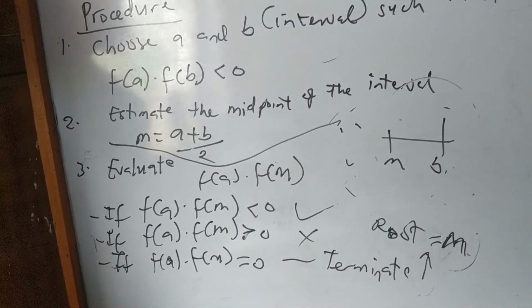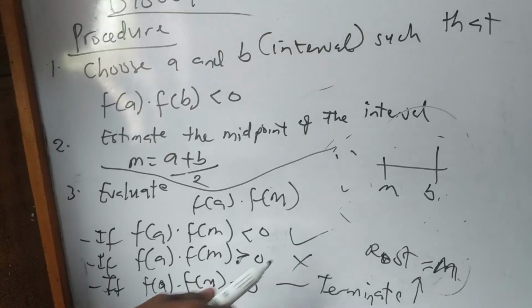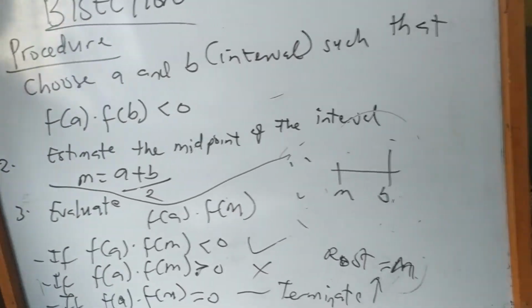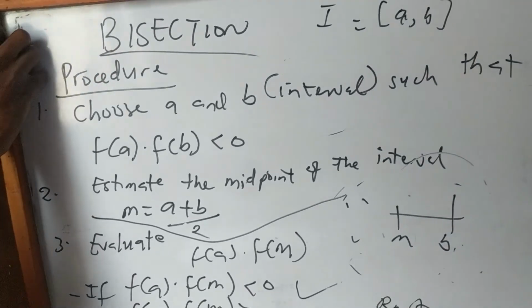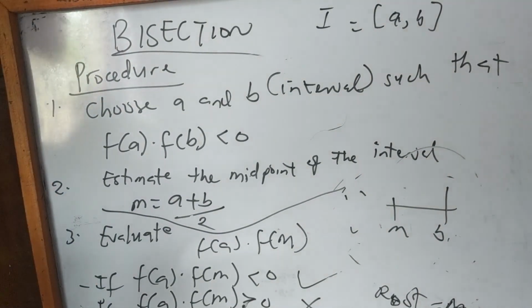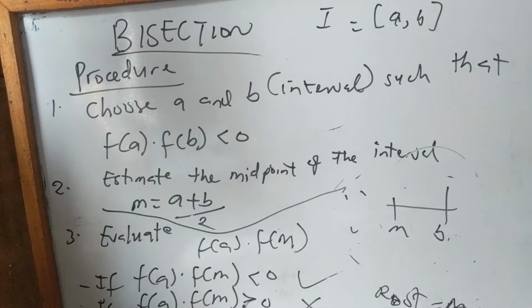So basically, this is the procedure. This is the set of rules guiding the bisection method. If you understand this, you'll be able to solve any question using the bisection method. Next step, I'm going to solve two questions so that you can see and understand it better.